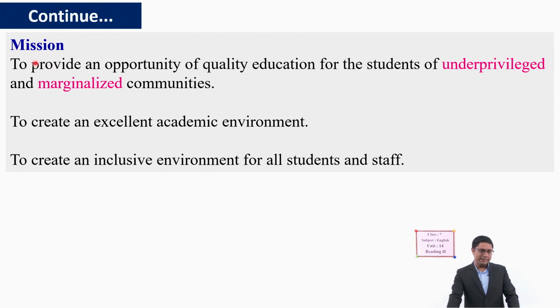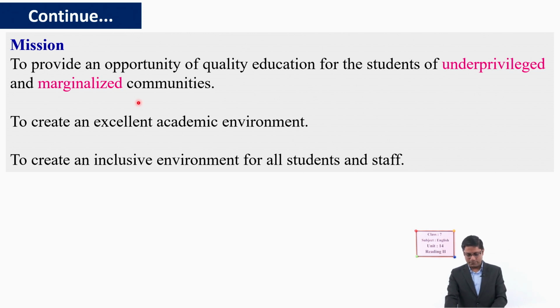So, you can clearly see there are 3 goals, 1, 2 and 3, okay, 3 goals of the school. So, let us look at the first goal. To provide means to give, an opportunity means chance, okay, of quality education for the students of underprivileged and marginalized communities. So, see there underprivileged and marginalized communities, 2 words are highlighted there. Do you know the meanings of these words?